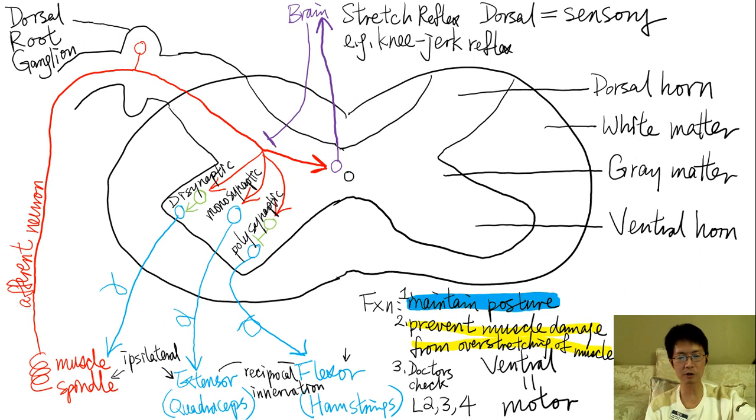So let me repeat the question. If the stretch reflex is for maintaining posture, then what will be the extrafusal muscle fiber involved in the stretch reflex? Is the extrafusal muscle fiber slow oxidative, fast oxidative, or fast glycolytic? Or I can ask you, is the muscle fiber type 1, type 2A, or type 2B? You need to answer this question. Think about this at home, okay?